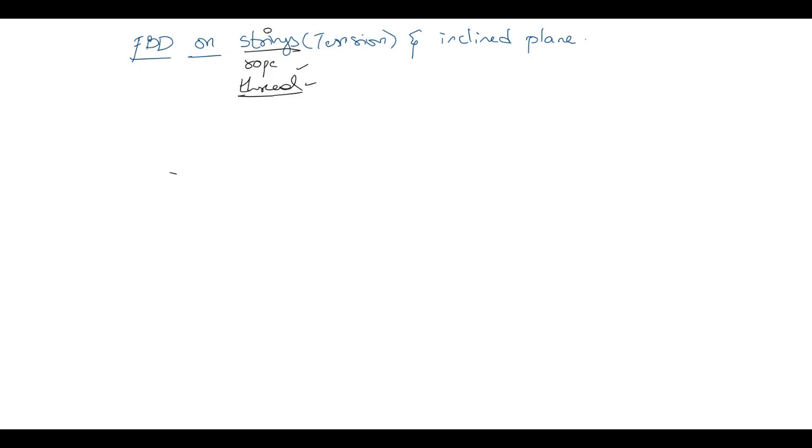For example, this is the floor, the ground. On this ground, there is a box of mass m1 and there is another box of mass m2. Both are attached using a string, and this is being pulled using a force of F. So now what will happen here?